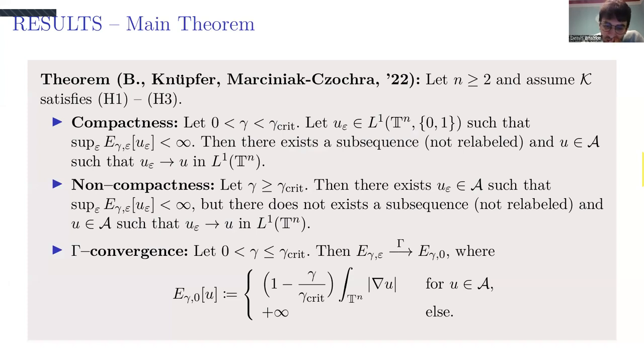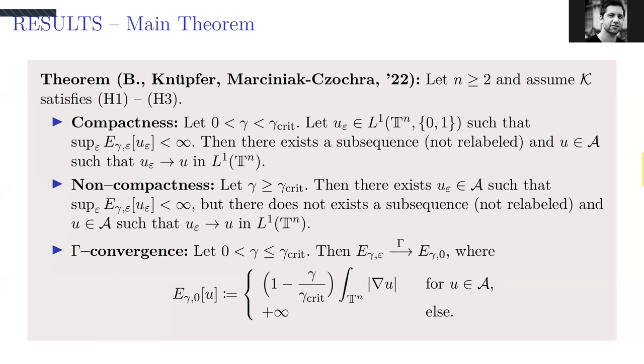And in the subcritical regime, we found the gamma limit, which is just the perimeter again. And you can see that here, the energy functional, the limit functional is just the perimeter, just with a constant in front of it. But the minimization problem stays the same. It's just a constant in front of it.